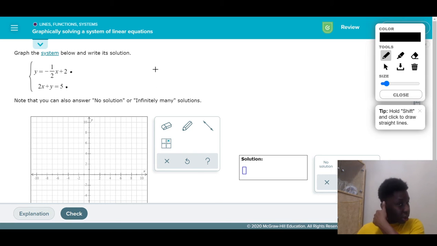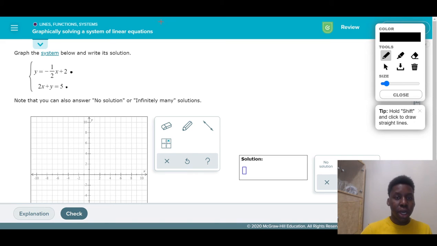So let's take a look at this. First, remember the first step whenever you're dealing with this problem is you want to set points for the first equation and the second equation, right? So let's set the points for this first equation. Feel free to pause the video if you want more clarification, and then you can continue watching the video. So let's set points for this first equation.